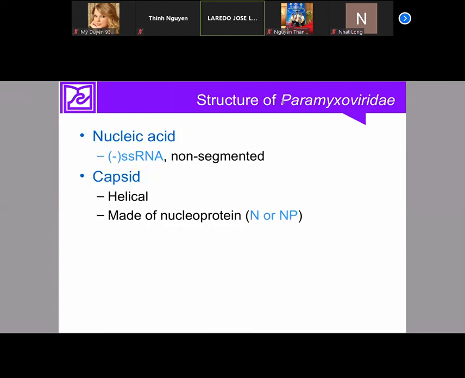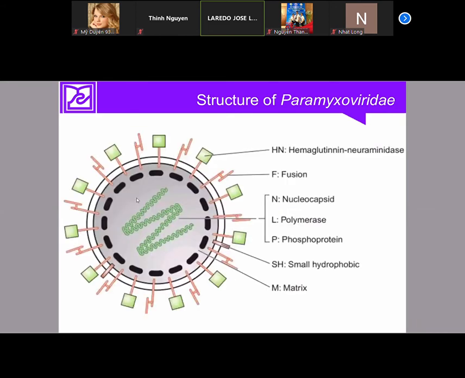The family Paramyxoviridae is very, very similar to the family Orthomyxoviridae. They also have negative single-stranded RNA. They have a capsid that is also helical, and they have an envelope. And the envelope also contains glycoproteins. One of them is very similar to the hemagglutinin and neuraminidase of Orthomyxoviridae. And this is the protein that the virus uses for binding host cell receptors.